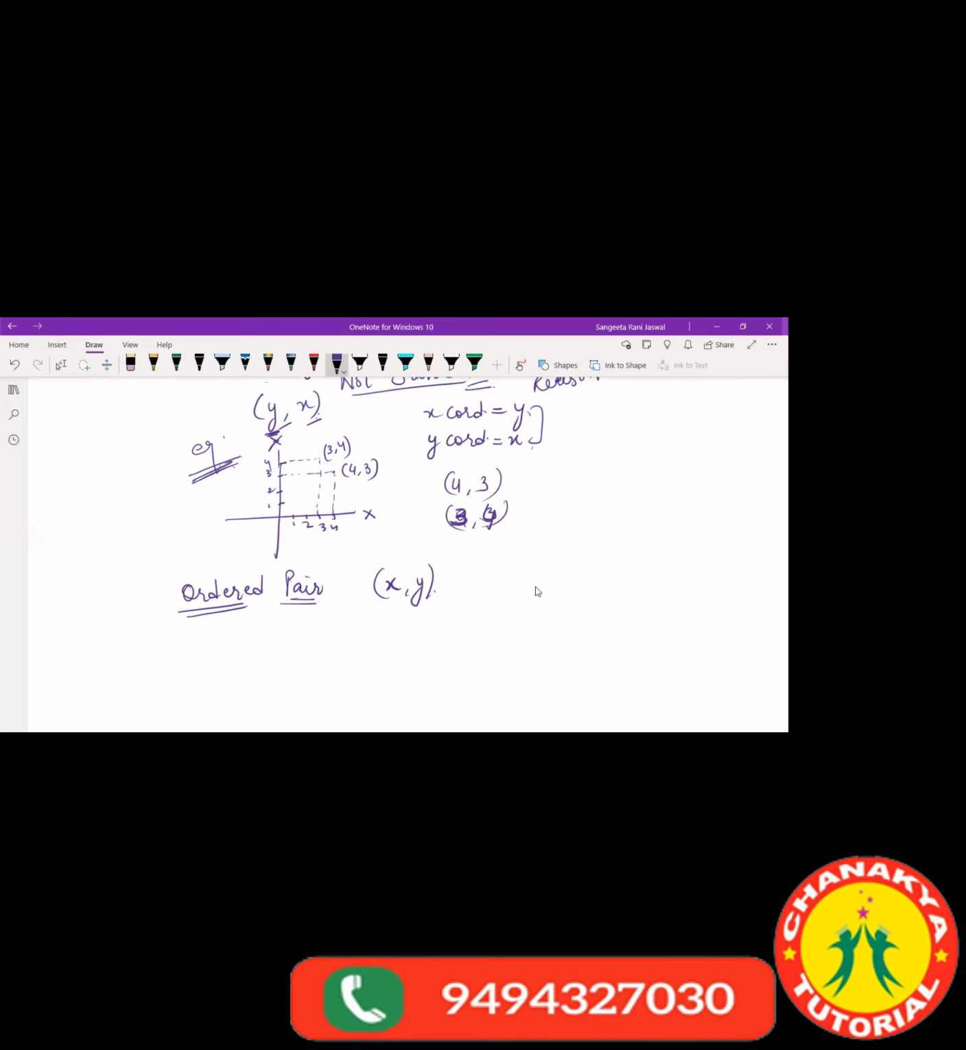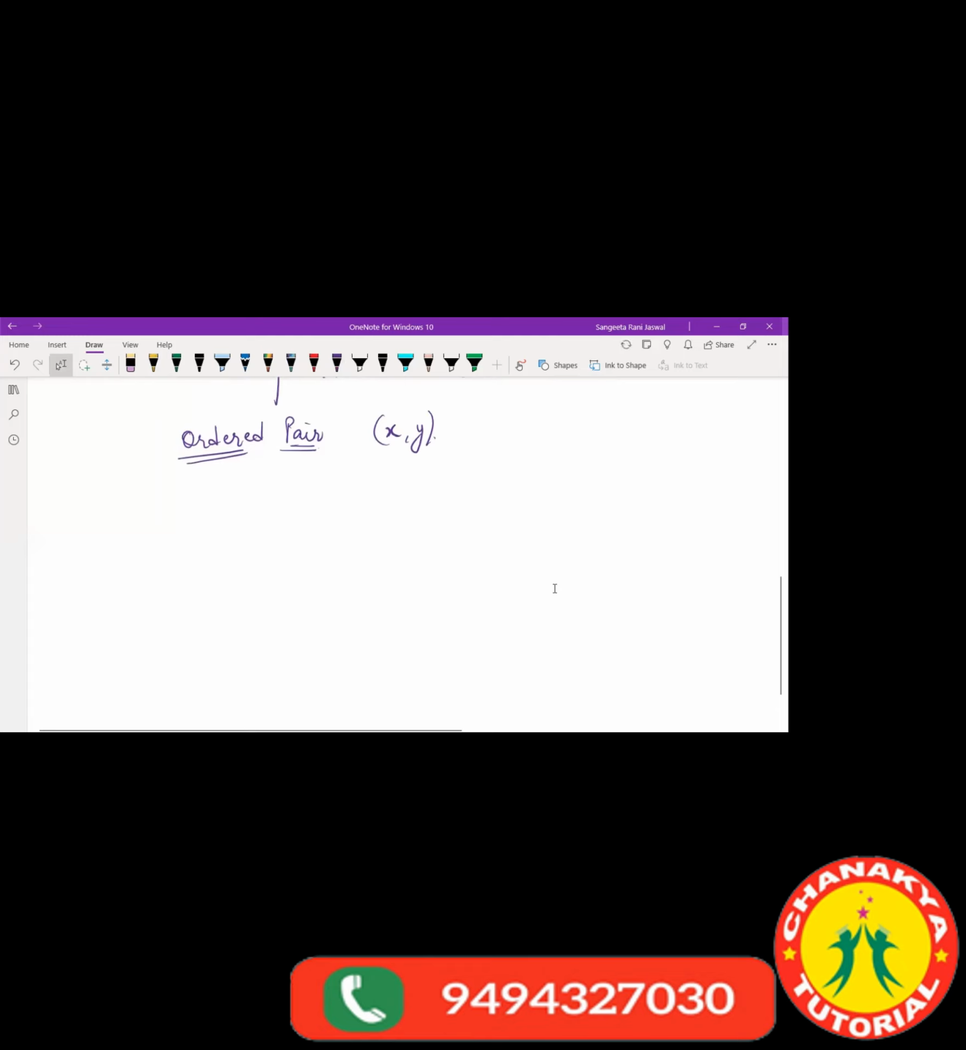Okay, now I'll give you some questions and I'll ask each one of you. Locate, please write, locate points, and you will be making the coordinate axis also. Do you have your graph paper with you?